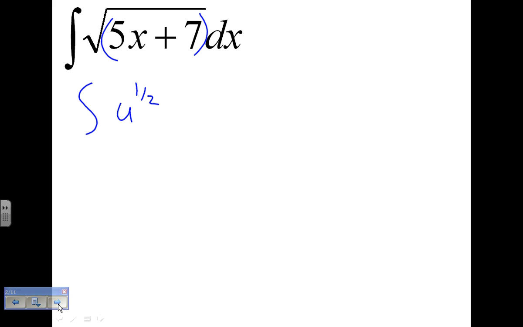Over here, some scratch work for your substitution. If u is equal to 5x plus 7, that's your first substitution. Your second substitution is you have to account for the dx. What's the only way to get dx into the problem? You have to take the derivative. The derivative of u with respect to x equals 5. So that tells me that 1 du is worth 5 dx's.